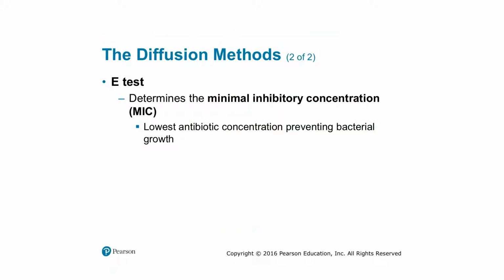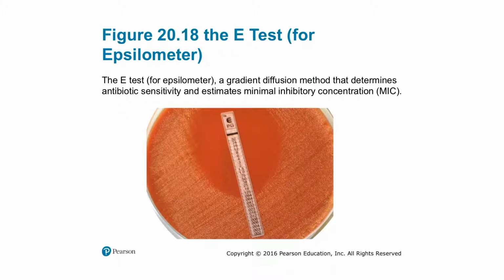The E-test determines the minimal inhibitory concentration, which is the lowest antibiotic concentration that's going to prevent bacterial growth. And so here you have that E-test, and it's got a gradient diffusion method that determines the antibiotic sensitivity and estimates the minimal inhibitory concentration. What it's doing is going up in concentration on this strip, and so the further in you get, the higher the concentration is.